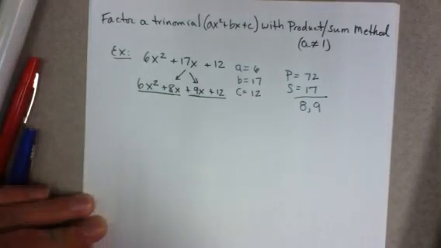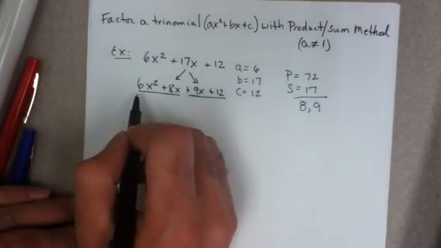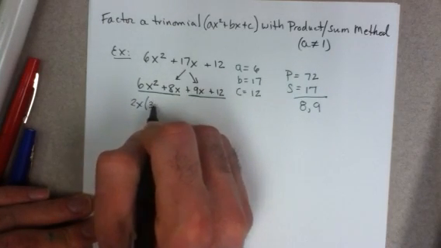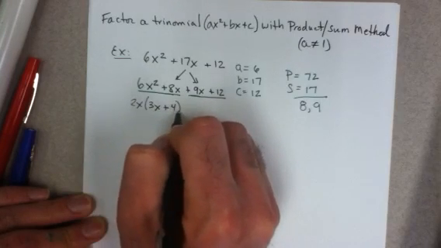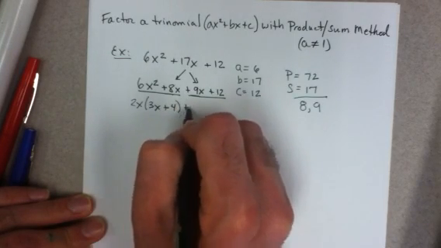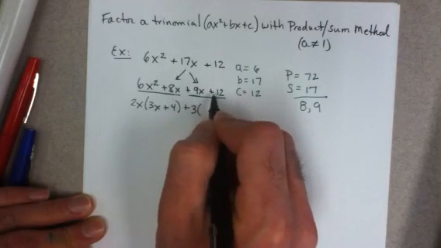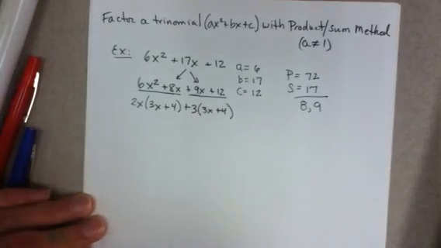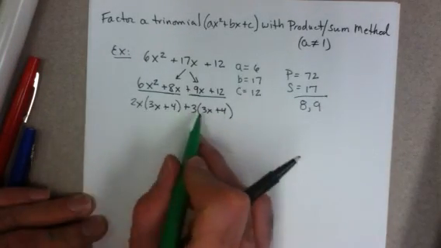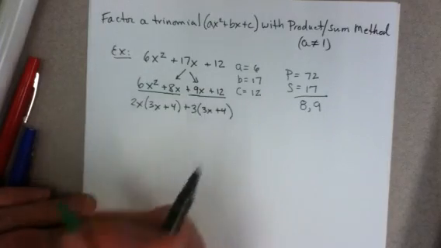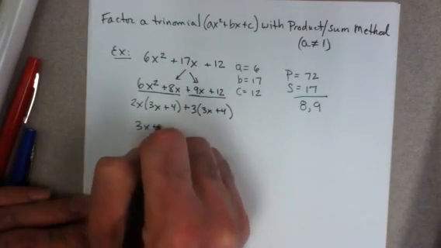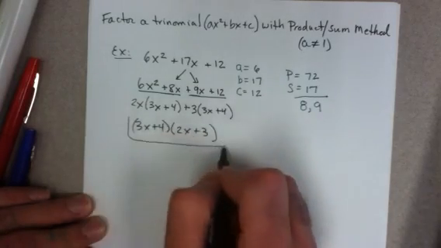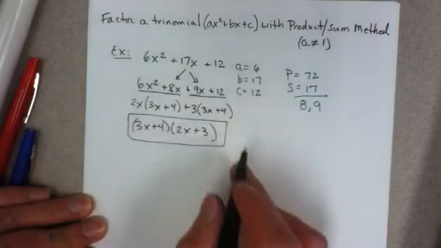And the grouping method says factor each group individually. I can pull a 2x out of the first group as its greatest common factor, which would leave us with 3x plus 4. And I can pull a positive 3 out of the next group, which would leave us with 3x plus 4. And so, as you may know from the grouping method, since these parentheses match, we can factor them out of this full result, which would give us 3x plus 4 times 2x plus 3. And that's in factored form from this original trinomial.